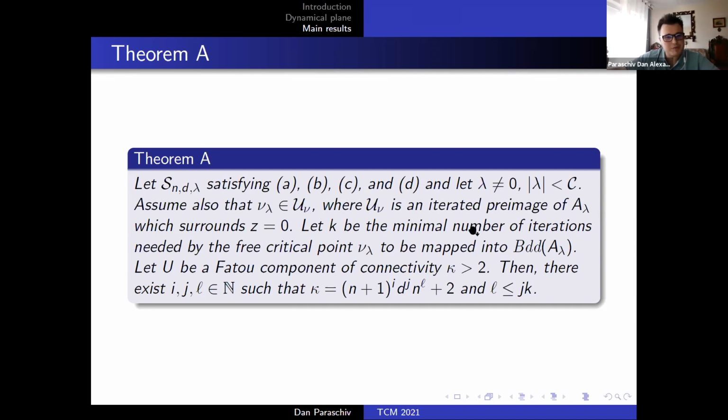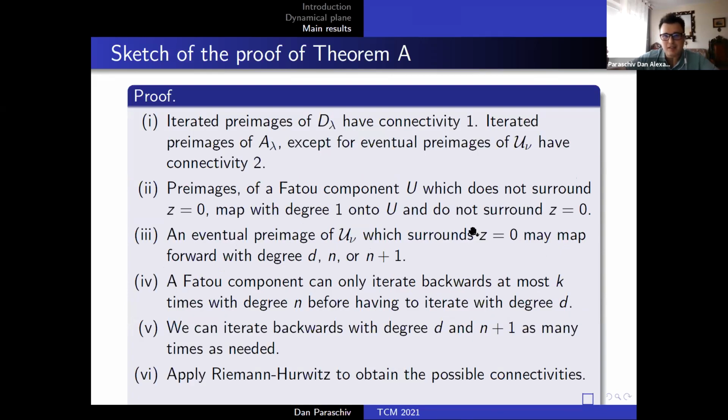So how do we get to this general form? Here we have a sketch of the proof. As we have discussed before, iterated preimages of D lambda have connectivity 1, iterated preimages of A lambda, except for eventual preimages of the Fatou component containing the free critical point, have connectivity 2. Now, preimages of a Fatou component which does not surround z equal to 0 map with degree 1 onto U and do not surround z equal to 0.